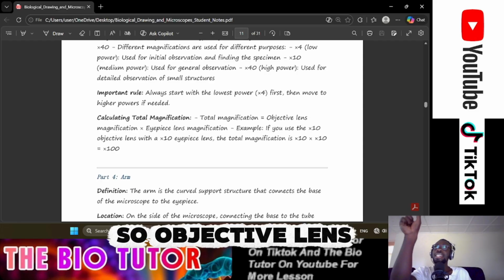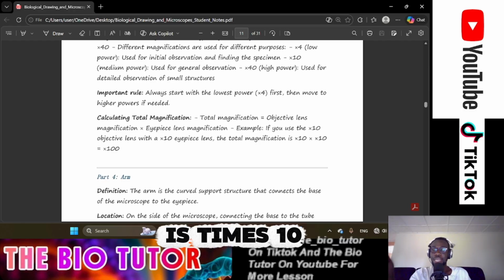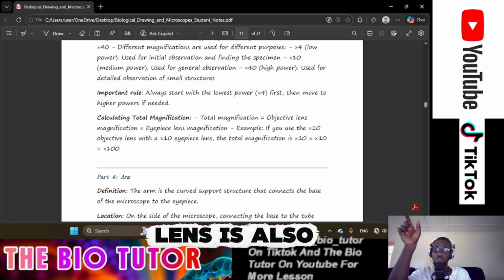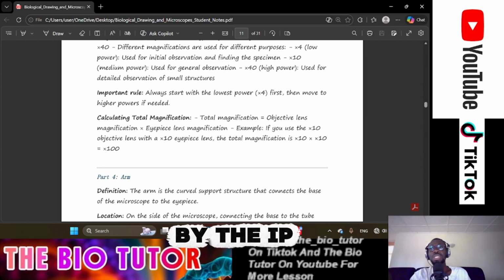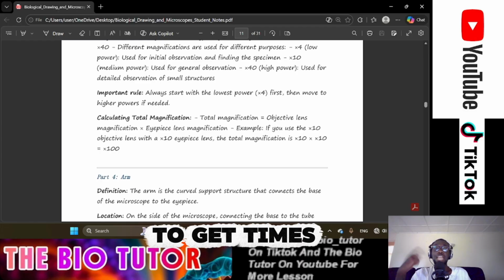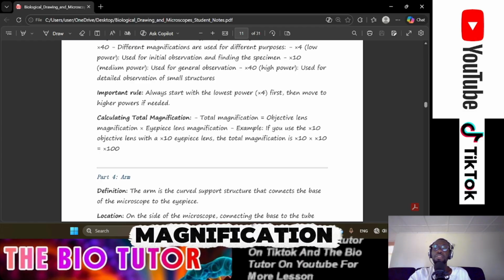So the objective lens is times 10, and the eyepiece lens is also times 10. Therefore, if you multiply the objective lens by the eyepiece lens, we are going to get times 100. So that is how to calculate the total magnification.